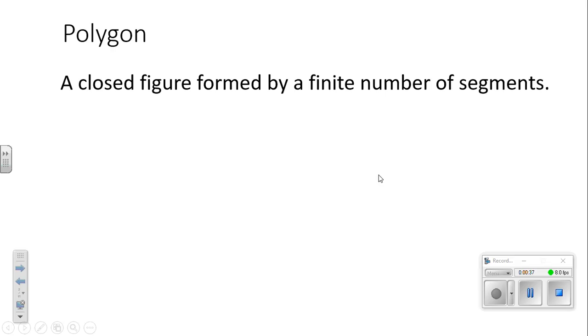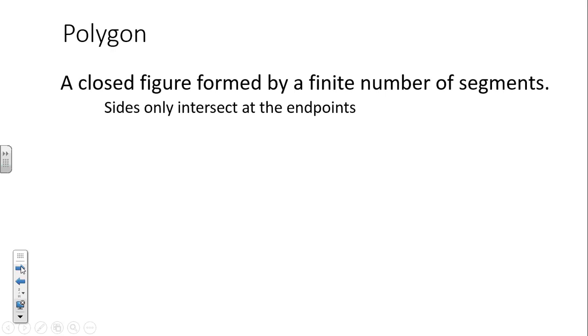The next thing we have to realize is that those sides cannot cross. They can't intersect, okay? They only intersect at the endpoints. They can't intersect in the middle or somewhere within the sides. So, if we look at this guy, we have to decide if it's a polygon or not. What kind of polygon is this? It's a trapezoid. It's a specialized quadrilateral, okay? So yes, this is a polygon.